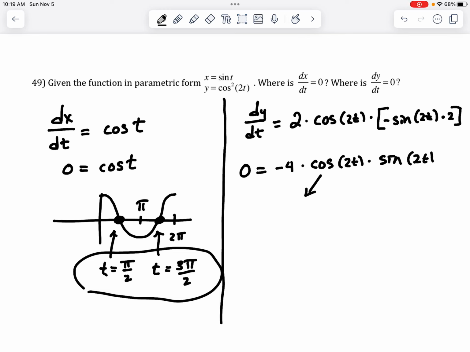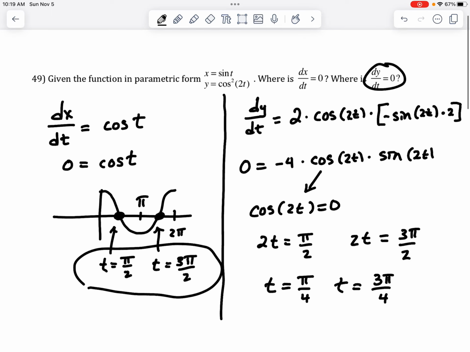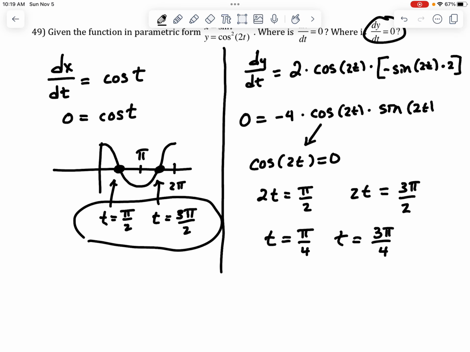So when you set the cosine of 2t equal to 0, well, we just did that, and we got pi over 2 and 3 pi over 2, except this is going to say 2t equals pi over 2, 2t equals 3 pi over 2. And then divide both of those by 2, so we would get pi over 4, and then also 3 pi over 4. So those are places where the dy/dt equals 0, so that's where it ceases to go up or down. So it either gets to the top or the bottom.